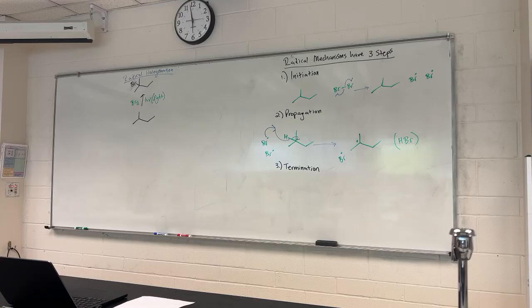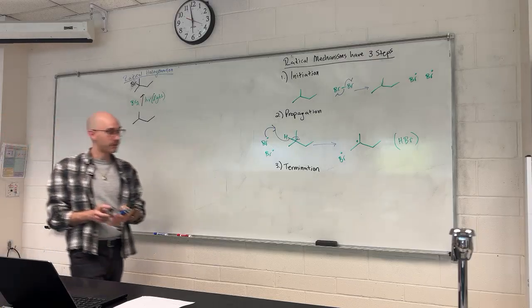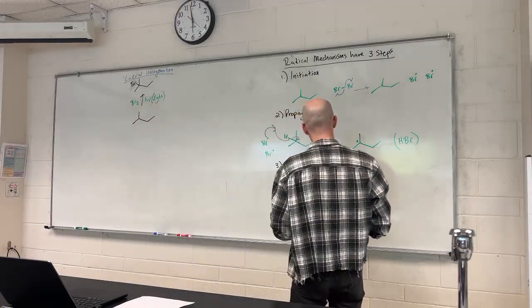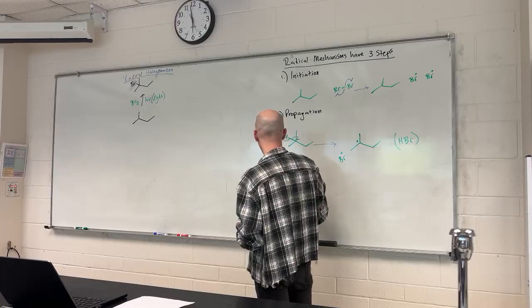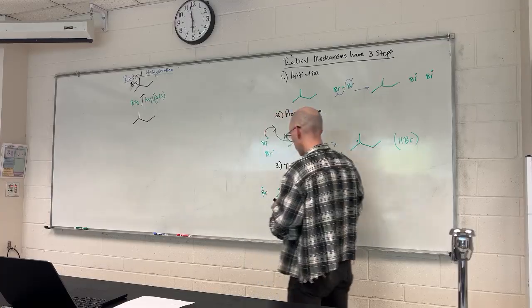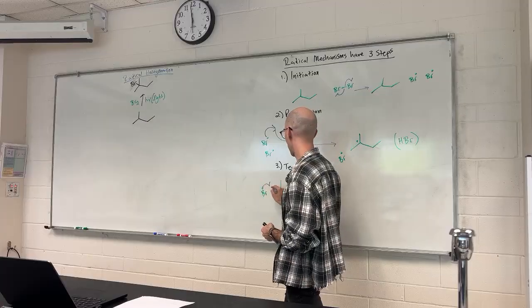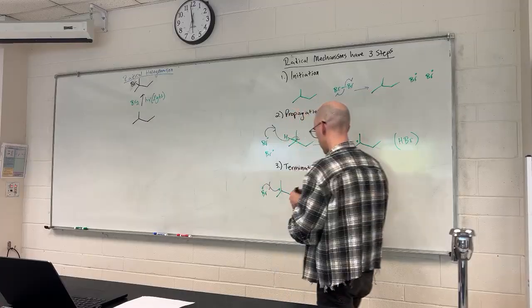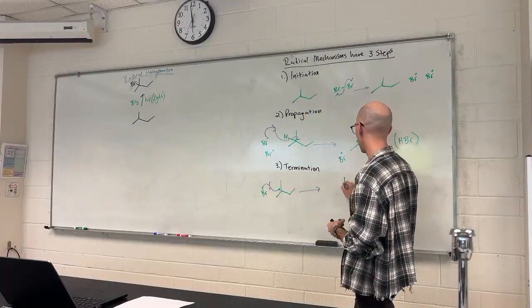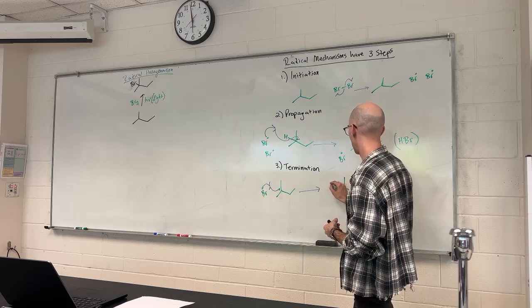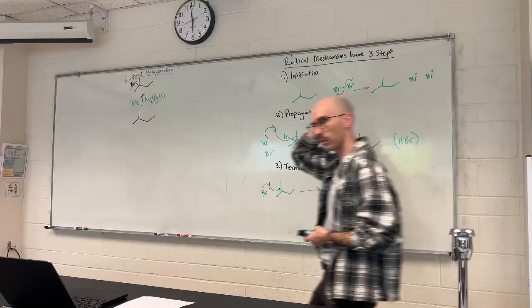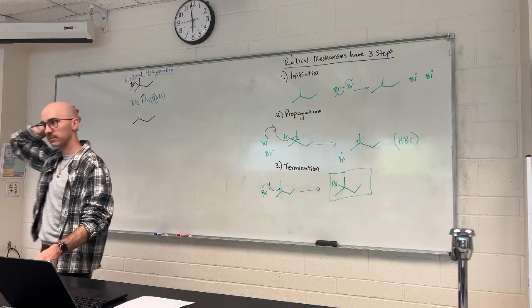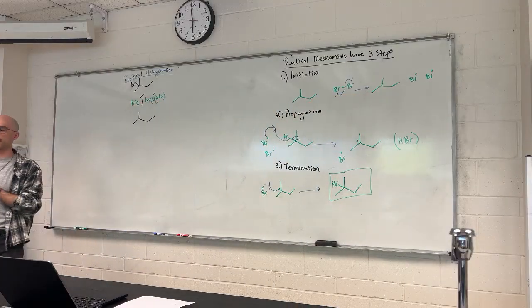No more radicals. Two radicals combine and leave no radicals. So in this case, it is my bromine radical and my newly formed carbon radical that come together and give me my new alkyl halide. That's my major organic product. How very fun.